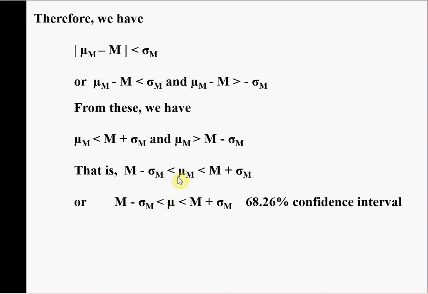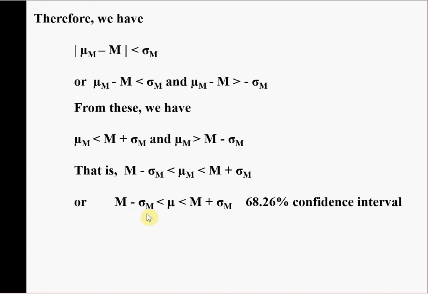We can substitute the population mean for the mean of the theoretical sampling distribution of the sum of mean. We write this. We call this inequality a 68.26% confidence interval. In other words, we are 68.26% confident that this interval encloses the true population mean. So this interval has a 68.26% probability of enclosing the true population mean.